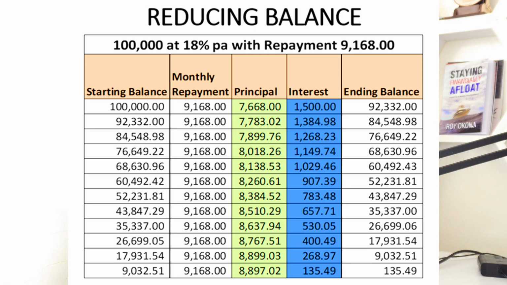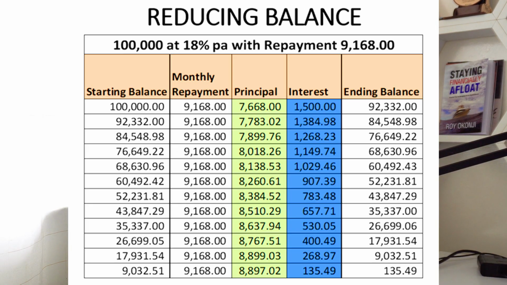When you take the loan of 100,000, the starting balance is 100,000. We are assuming that every month they are deducted 9,168. Out of that amount, a portion goes to reduce principal, a portion goes to pay interest. Then we have the closing balance. So you will see in month 1, 7,668 went to reduce principal, 1,500 went to pay interest.